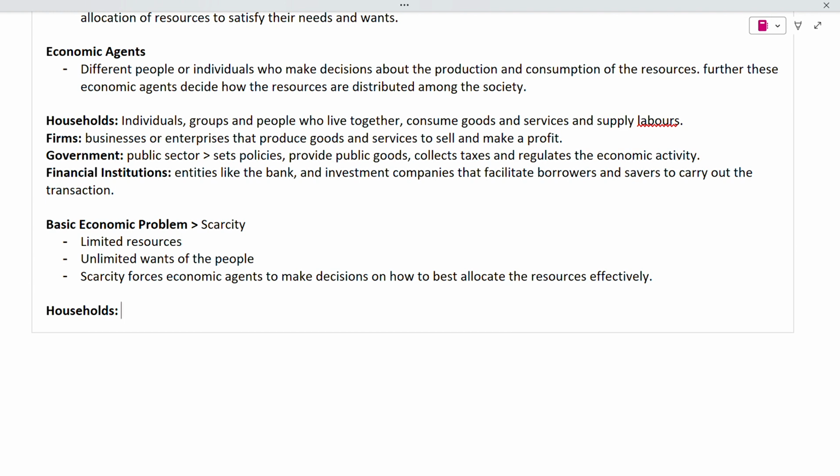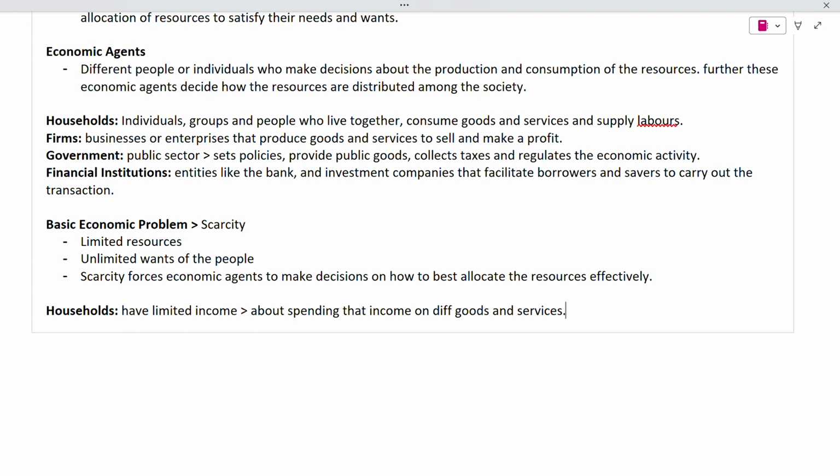So households have limited incomes, right? And the decision that they're basically making is about spending that income on different goods and services. Obviously, if they have limited incomes, they cannot buy everything out there in the market. They cannot purchase everything in the market to satisfy their needs and wants. Obviously, if a person has limited income, they would have to choose between different alternate courses.